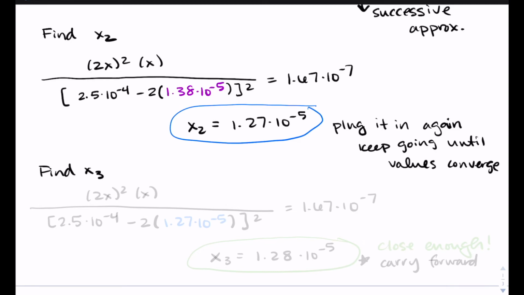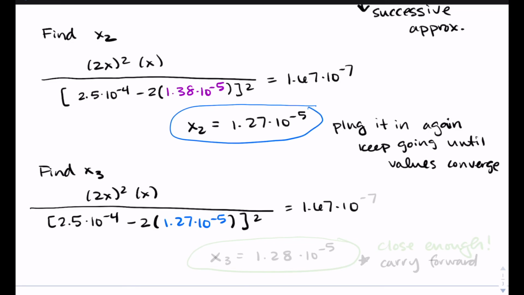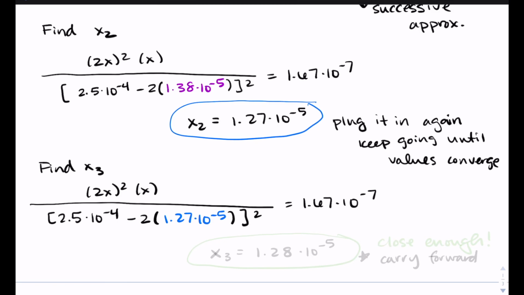So if I take 1.27 times 10 to the minus fifth and plug it in for x, which I have labeled here in blue so that you can see where it went in, when I solve for x this time, I get 1.28 times 10 to the minus fifth. So these are close enough for us to say, oh yeah, it's basically the same number. Let's just go forward with this as our x. Now, this is the x that you carry forward.